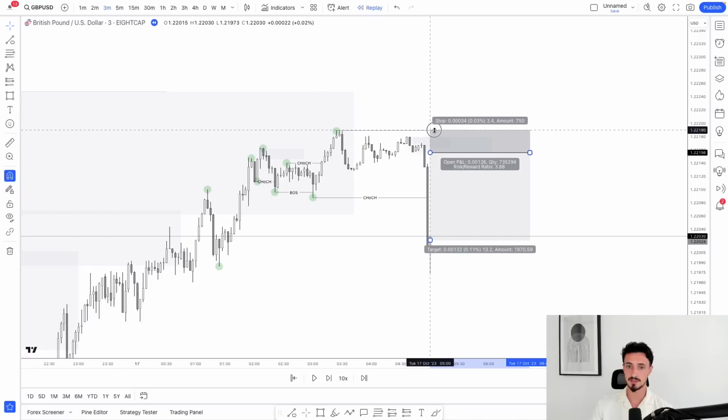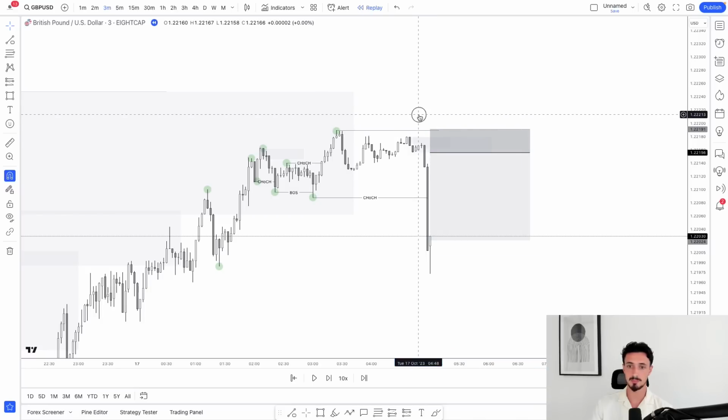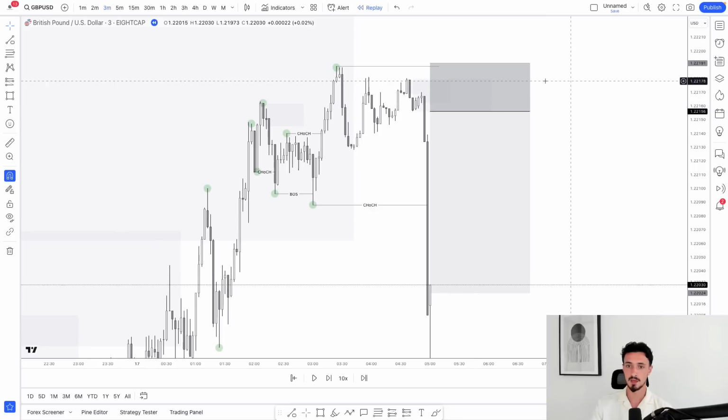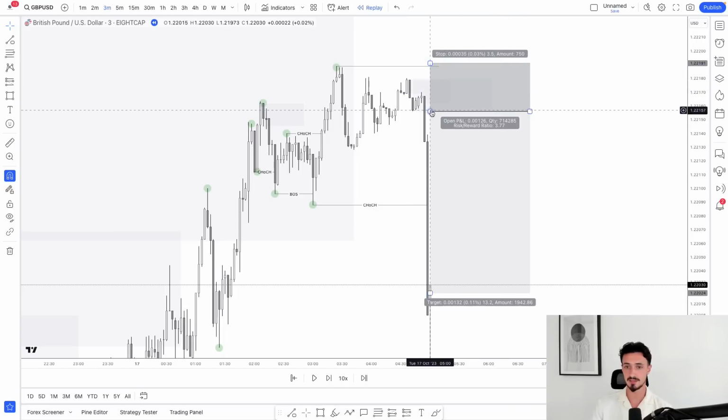What I would like to do is put our stop at 3.5, to cover the highs, just to be cautious. Cover the highs where you can, if possible.